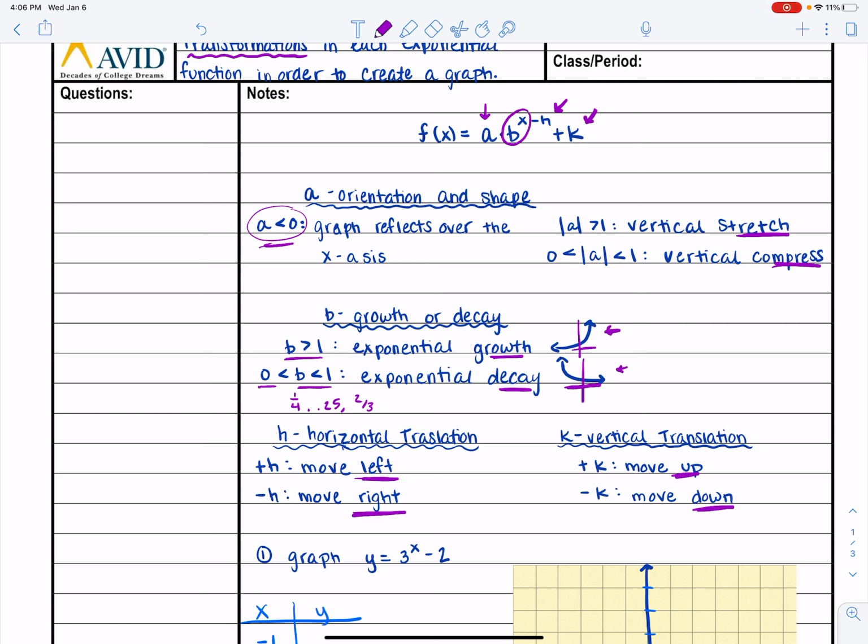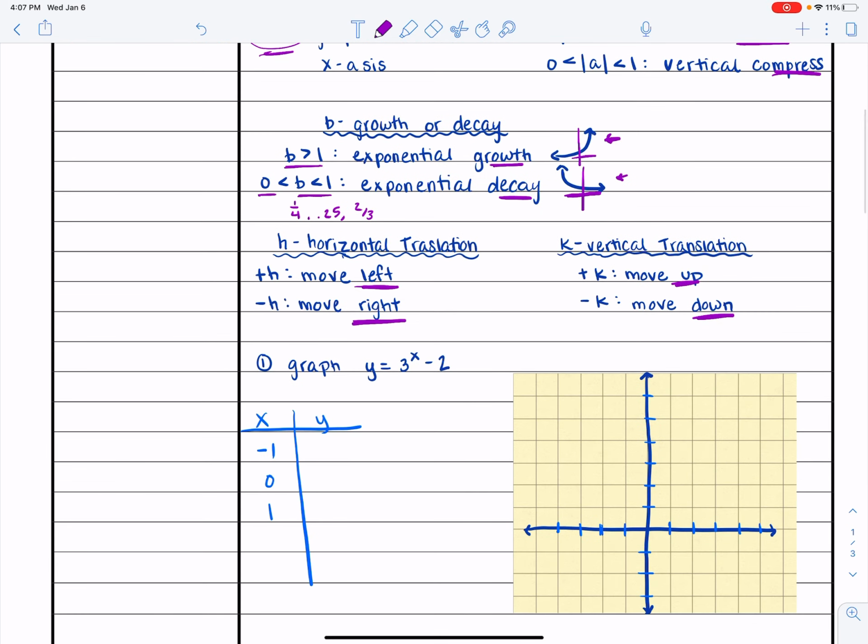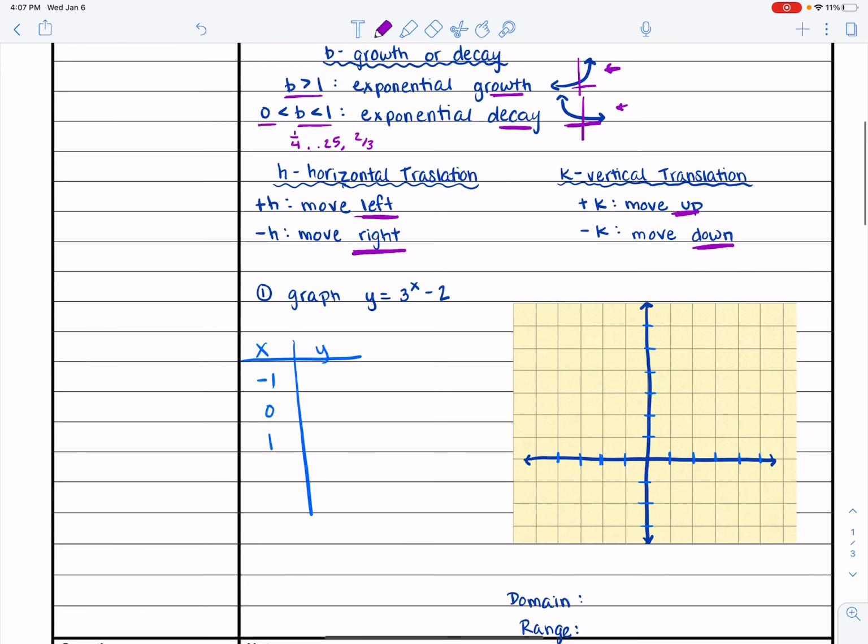This is really just a large overview of how the graph, or how the equation, will move around the graph. We're going to do some examples now, and we're going to find the actual points on the graph, and then I'm going to show you how we really could have used the movement instead if you wanted to. So let's look at this equation, y equals 3 to the x minus 2.